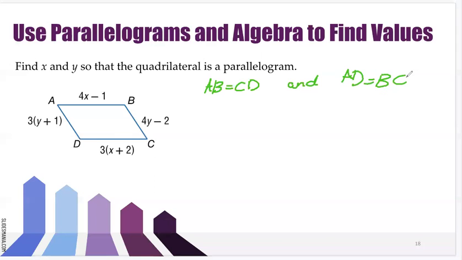Okay. So let's pick the next person. Simone, what did you come up with for A, B, and C, D? So let's do X. What did you come up with for X? 7, because we got 4x minus 1 is equal to 3 times x plus 2, and then you just solve that. Okay.